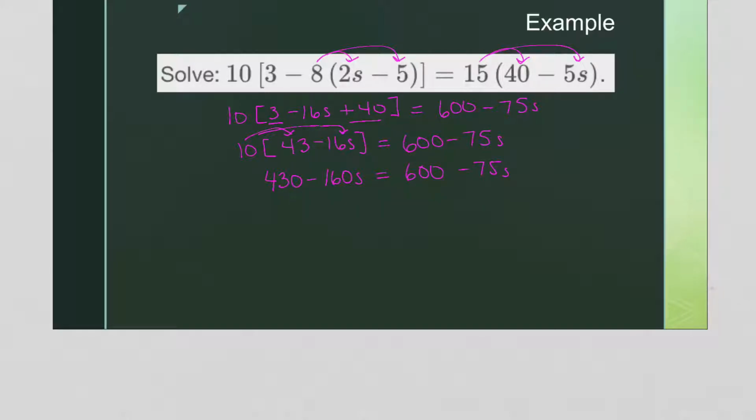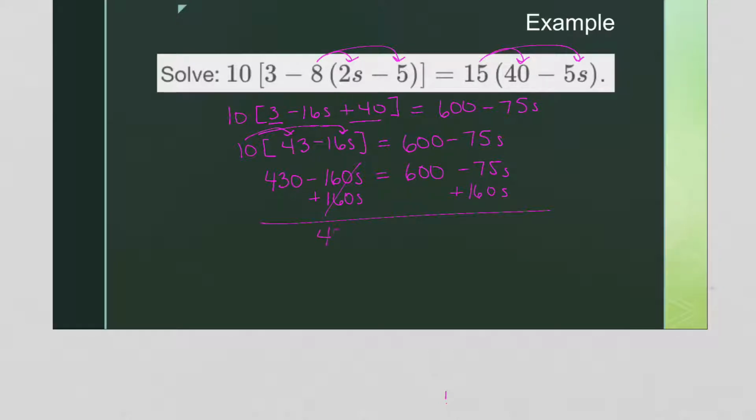Okay, so now let's decide which side we want to collect our variables on and which side we want to collect our constants on. And out of negative 160s and negative 75s, negative 160 is smaller. Remember, negative numbers, the bigger they get, the smaller they are. So I would add 160s because I'm hoping to get rid of my negative sign. That created 0 right there.